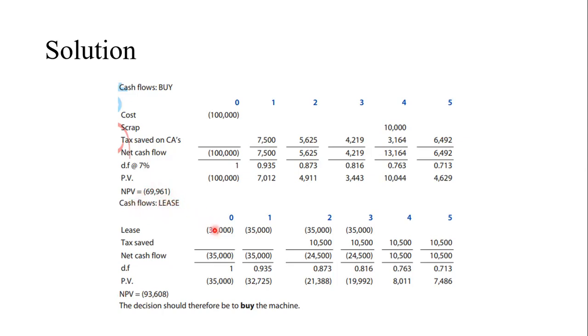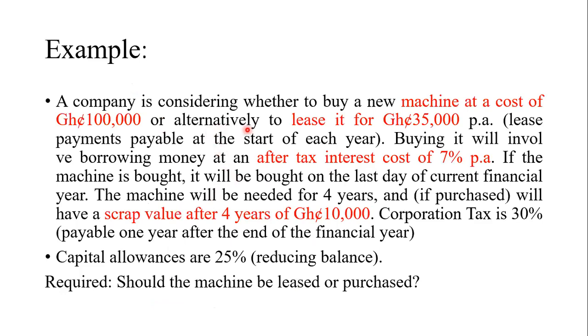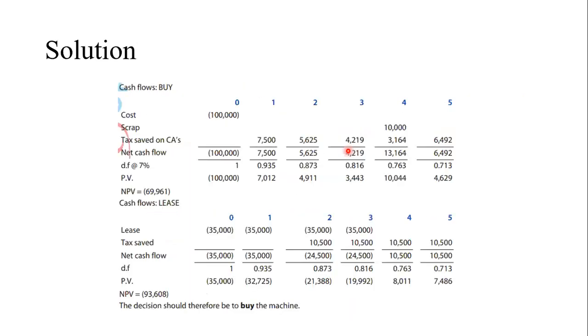69,961. Now, what if we decide to lease? If we decided to lease, the lease payment was going to be what? 35,000. Alternatively, to lease it for 35,000 per annum. Here we are told lease payments are payable at the start of each year. At the start of each year. So in year 0, lease payments, 35,000, year 1, year 2, year 3. So we pay for 4 years.